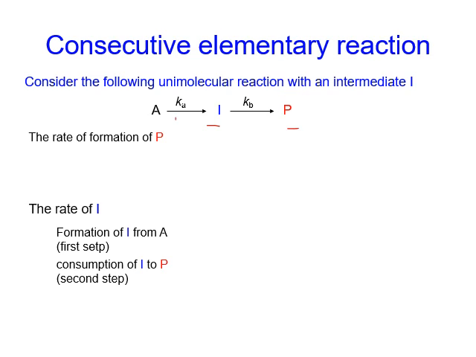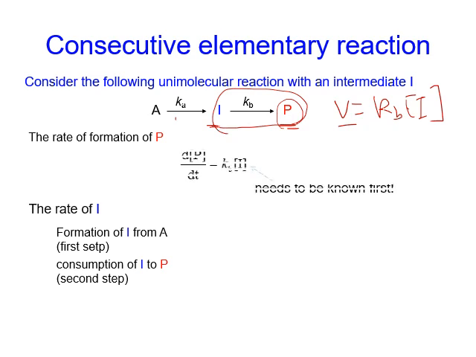To calculate the concentration of product P, we look at the reaction that involves P, which is only the second step. In this step, intermediate I is the reactant. So we can write the rate law, which equals Kb times I, and a differential equation: dP/dt equals Kb times I. So dP/dt shows the concentration of P increasing, because the step produces P.